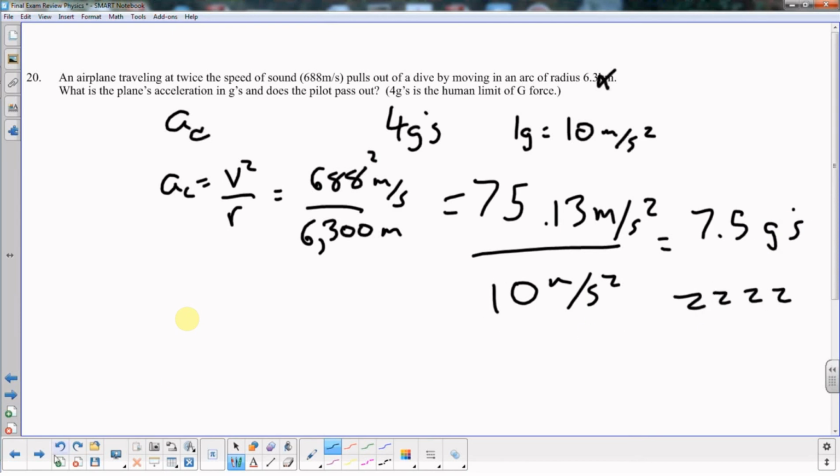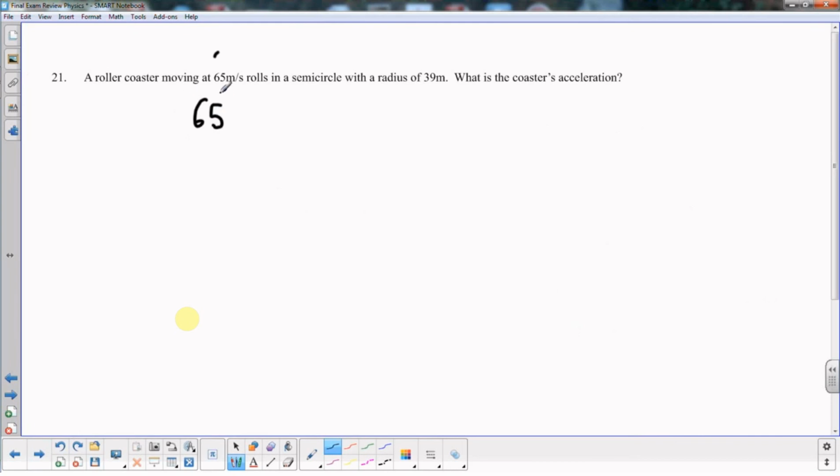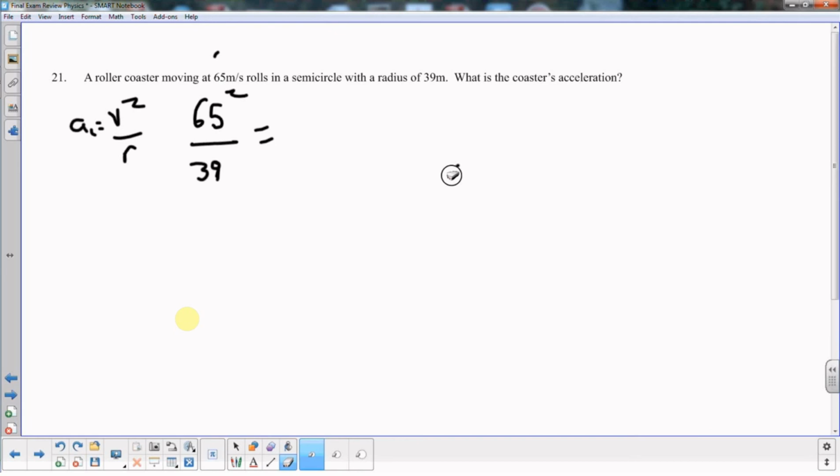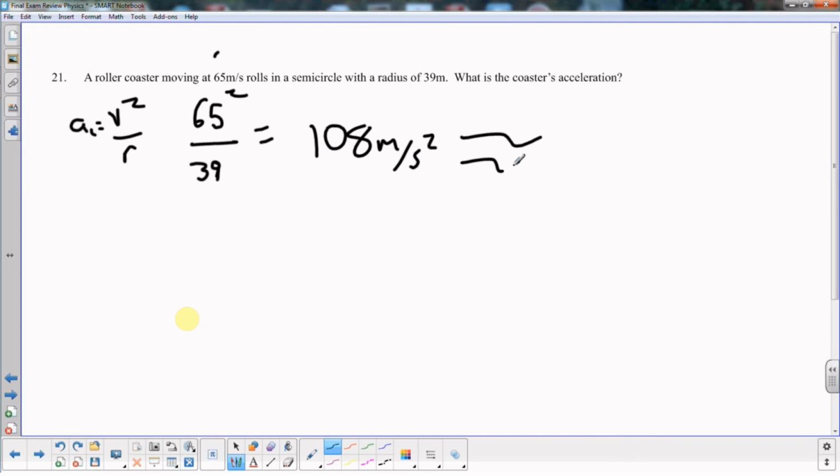So again, centrifugal acceleration, AC equals v squared over r. 65 squared over 39 is going to give us some interesting stuff for a roller coaster. A little bit of whiplash. We'll see. 39. Yeah, 10 Gs. It's not terrible. You won't like that very much. So 108 meters per second squared, which if you care is about 10 Gs. You would go to sleep too.